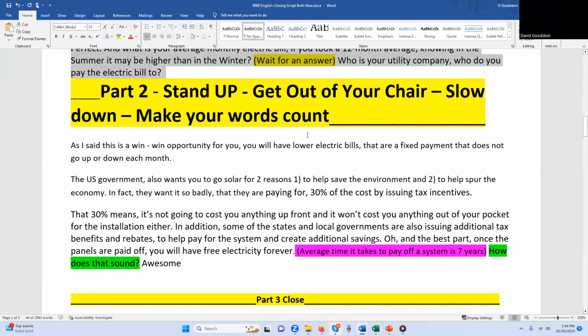Now, we found the needle in the haystack. We found that interested cooperative person who meets all three pre-qualifications. Now, in doing so, we have to take advantage of our opportunities that get presented to us. Now, we're going to talk about this in detail, but I want you to follow the directions. Part two, it says, stand up, get out of your chair, slow down, and make your words count. Stand up, get out of your chair.